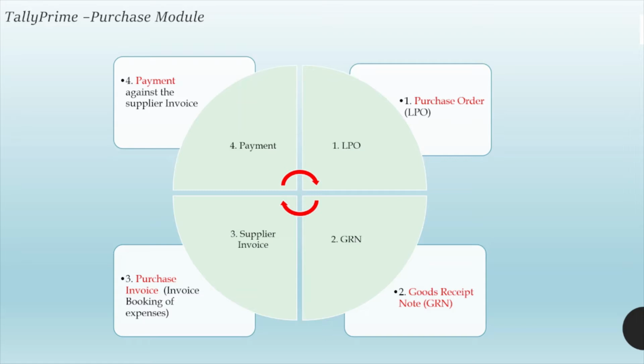Against a goods receipt note, the supplier will send us the purchase invoice, and against the purchase invoice we will make the payment to the supplier. These are the 4 steps in the TallyPrime purchase module.